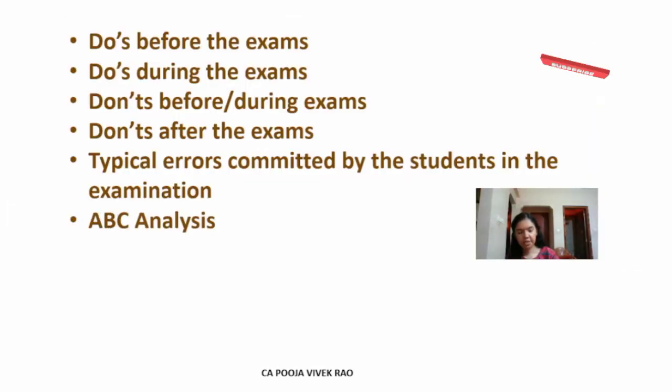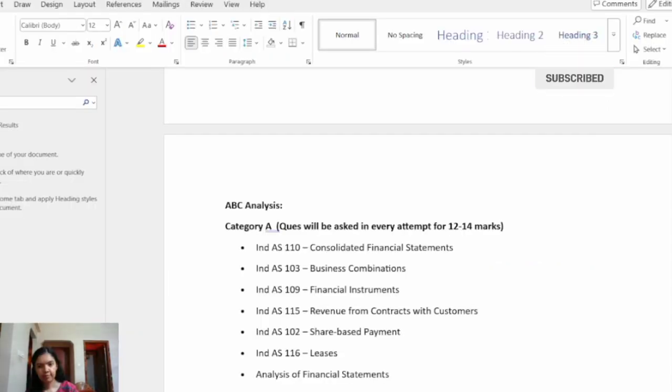Now we'll be discussing the chapter-wise ABC analysis. So here we have the ABC analysis. First we have category A. The following Ind AS or topics come under category A. The questions from these Ind AS will be asked in every attempt for 12 to 14 marks. So you can pause the video and note down these topics.